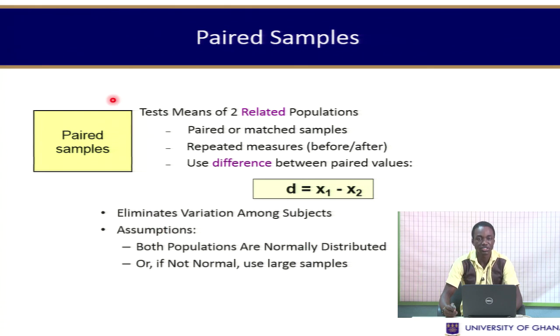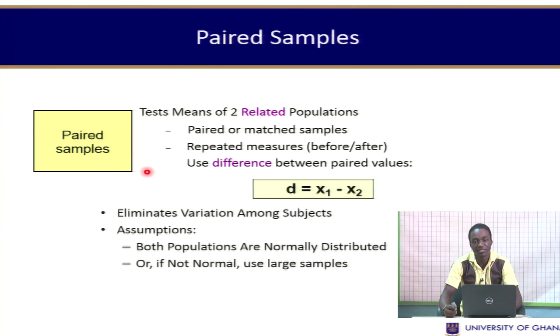In the previous situations, we considered independent samples, and we said that these groups were unrelated. In paired samples, we are saying that these groups are related, or they are matched, or they are repeated measures. This could be a before or after treatment. In paired samples, it means that the individuals within the first group are the same individuals within the second group.